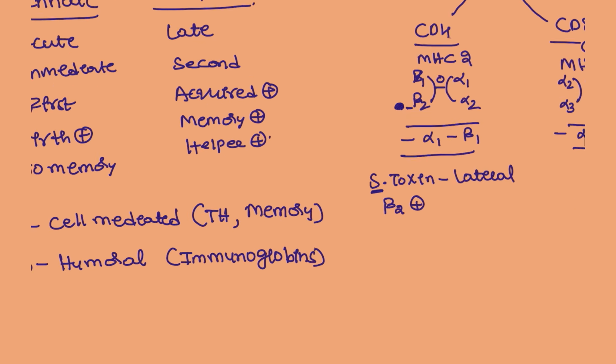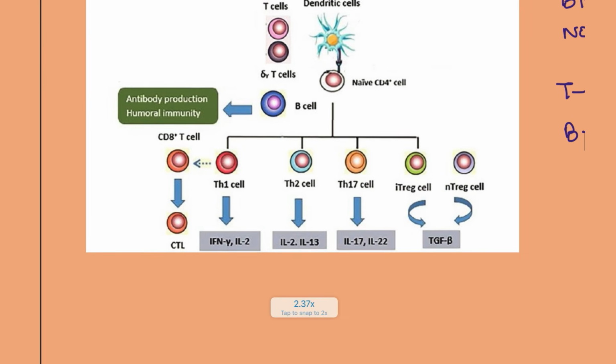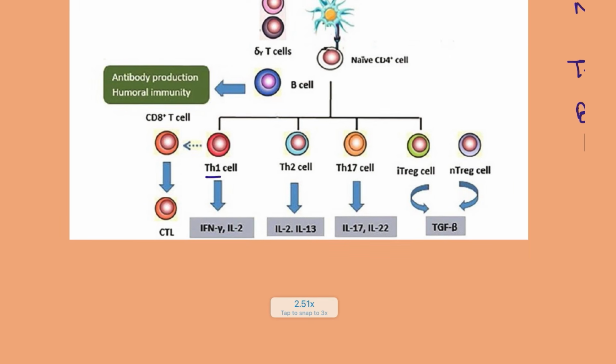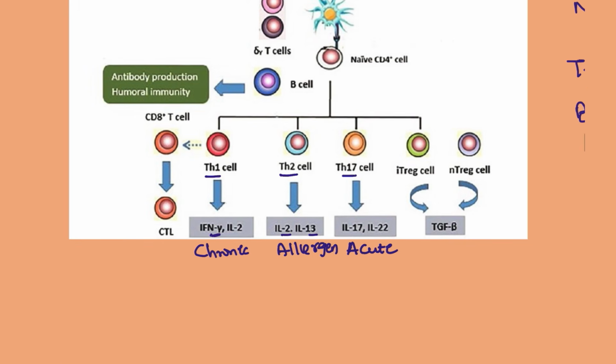Okay, next, T cells. So let's see the different types of T cells. We have three types of T helper cells: T helper 1, 2, and 17. So 17 is for the acute infections. 1 is for the chronic infections, because interferon gamma is going to be the chronic, right? And next 2 and 13, this is for the allergens. This is for the allergen types.